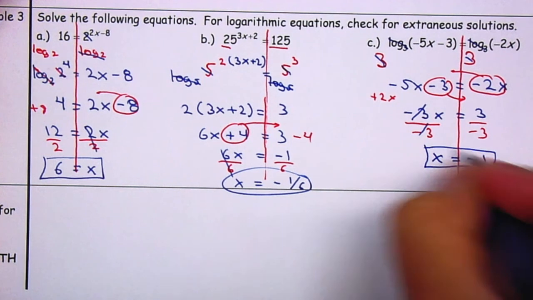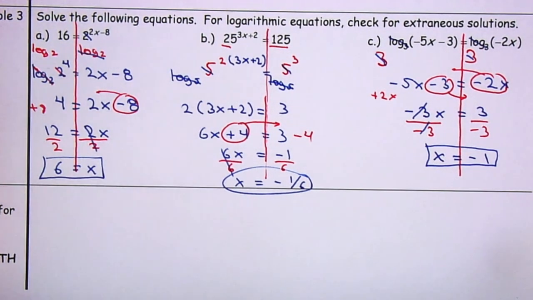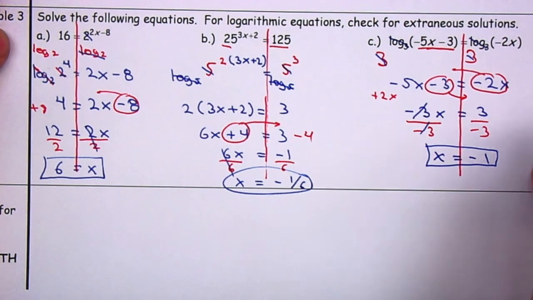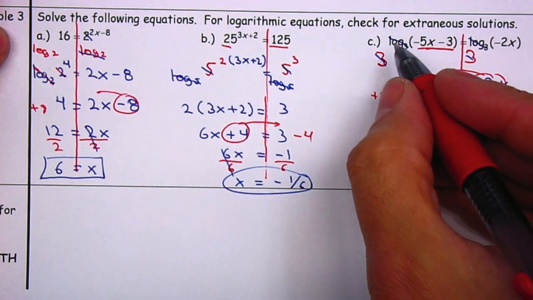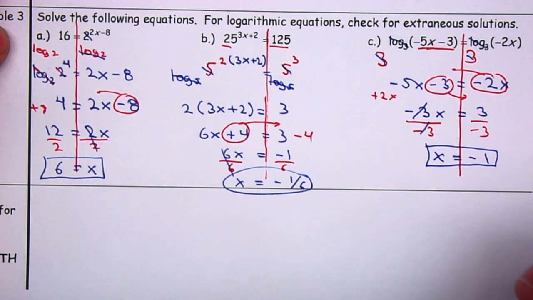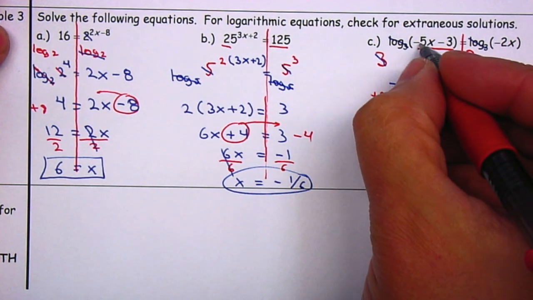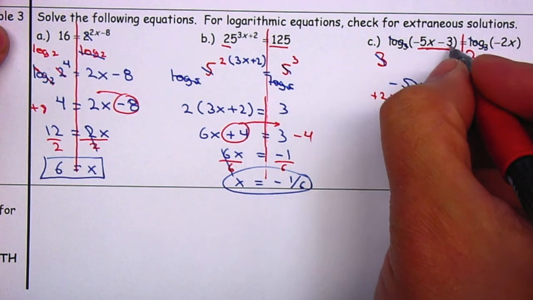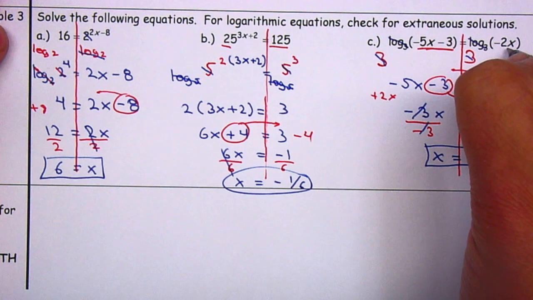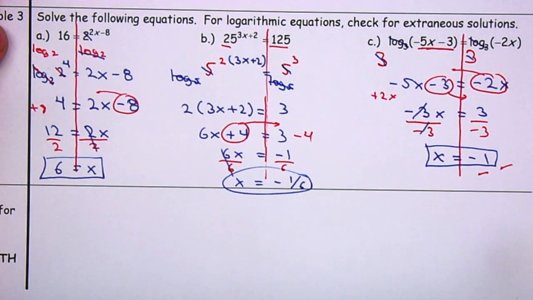Now, because this is a log equation, we want to make sure that if we plug in a negative 1 in here, it's going to give us a positive number. Because you cannot take the log of a negative number. It has to be bigger than 0. So negative 5 times negative 1 is 5, minus 3 is 2. That one's fine. If I plug in a negative 1 in here, it gives me a positive number as well. So the solution is correct.